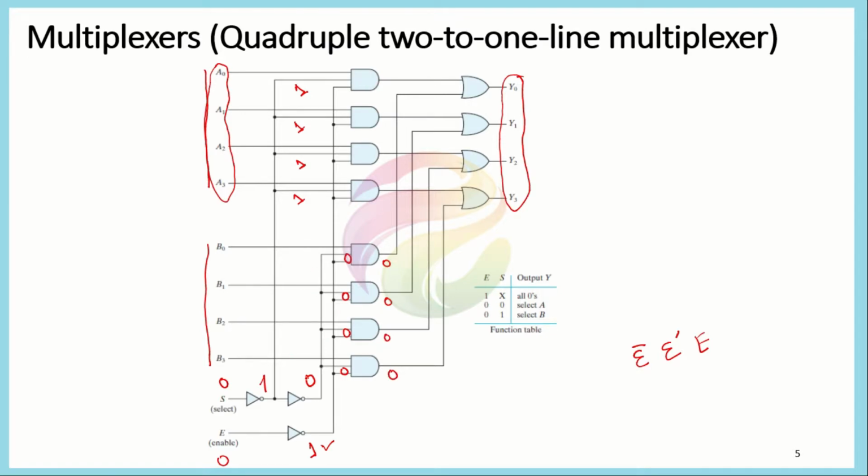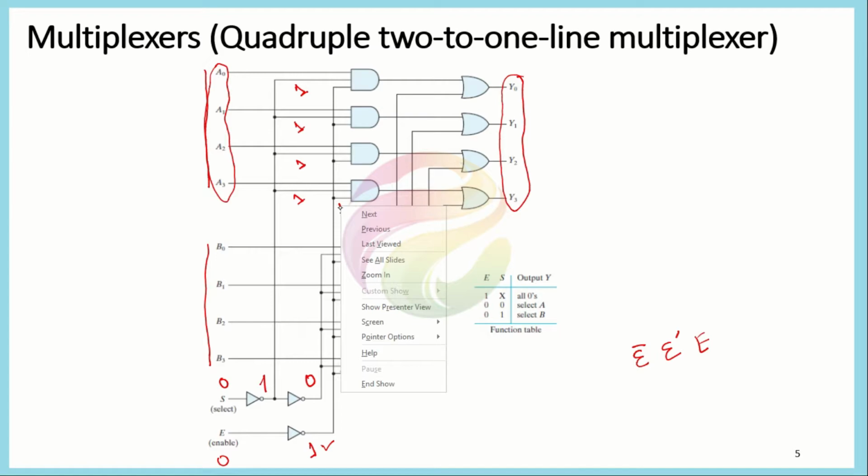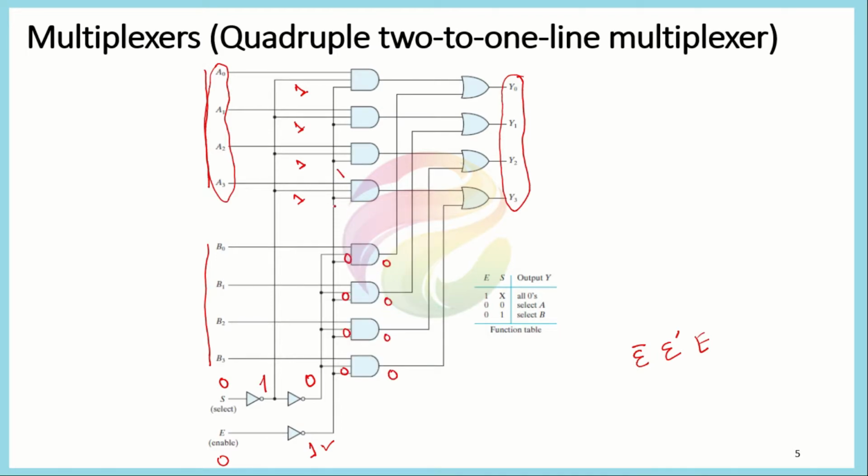While if the enable, we are considering here that enable is also equal to 0. If we set enable equal to 0 here, then that would also correspond to 1 here, 1 here, 1 here and 1 here. So the remaining inputs of all the AND gates are A0, A1, A2 and A3. So whenever we select this combination, that enable is equal to 0 and the select line value is equal to 0, then we will be connecting A0 to Y0, A1 to Y1, A2 to Y2 and A3 to Y3.